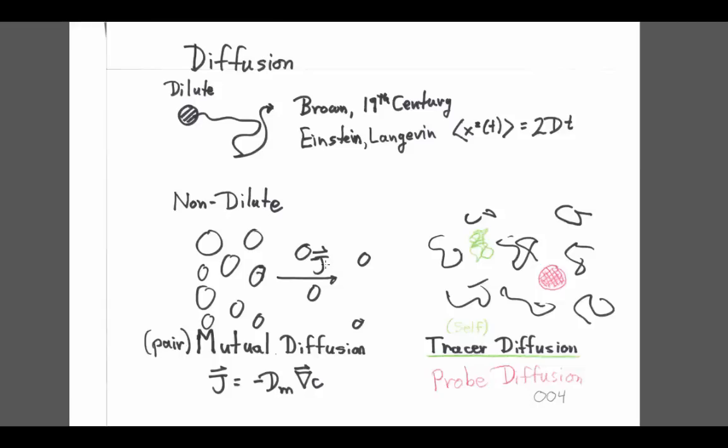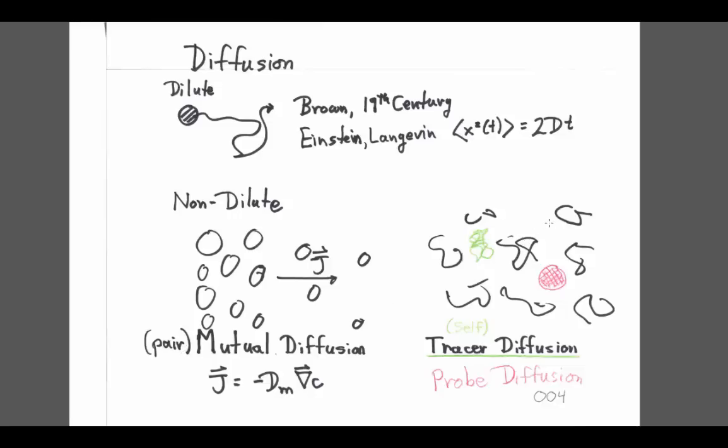The current J is partly due to the random walk of the particles, and partly due to the fact that the particles interact with each other, and in the case where I'm drawing things, repel each other and push each other down the gradient. The diffusion coefficient is also described as the pair diffusion coefficient because it includes a description of the relative motion of two particles. There is, however, another way to do a diffusion measurement.